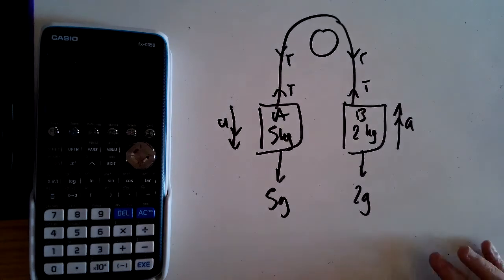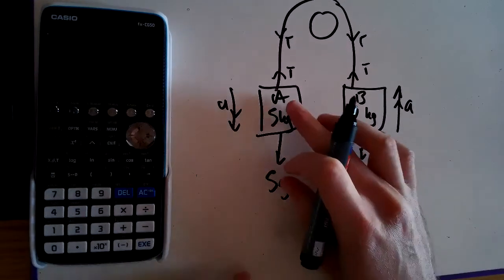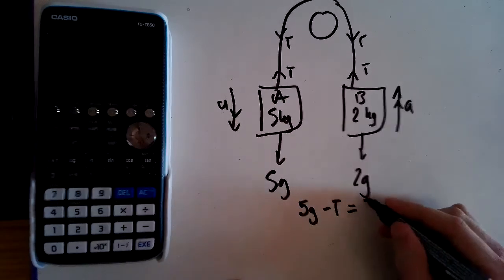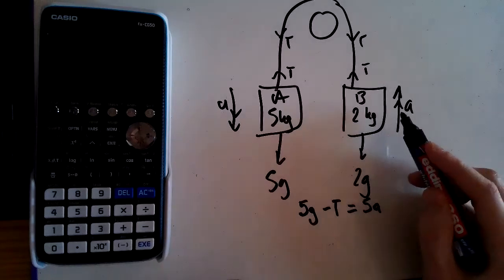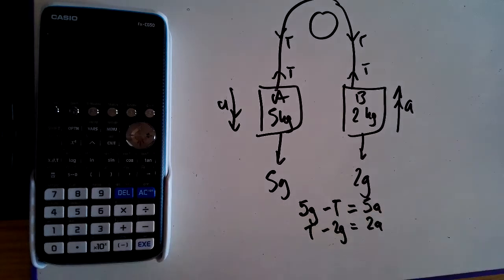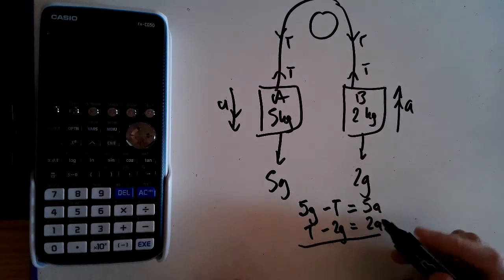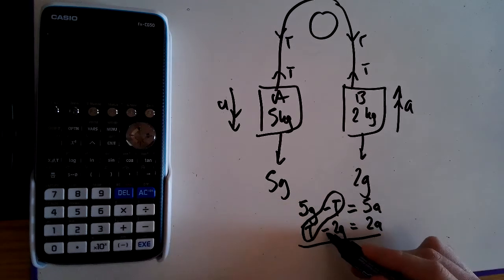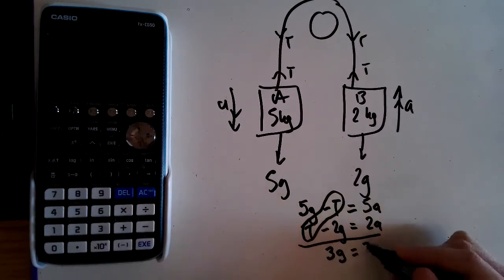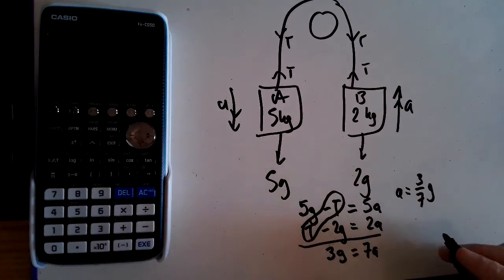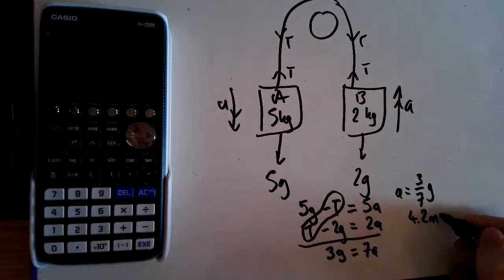So get your 2 equations. So for A, I have 5g going down, take away T is 5a. And for B, I have T going up, take away 2g going down, that equals 2a, because F equals ma. Add them together so that the T's cancel out. So I've got 5g add minus 2g, so I've got 3g, 5a add 2a, 7a. So a is 3 over 7 g. And if you type that in your calculator, you just get 4.2 meters per second squared.